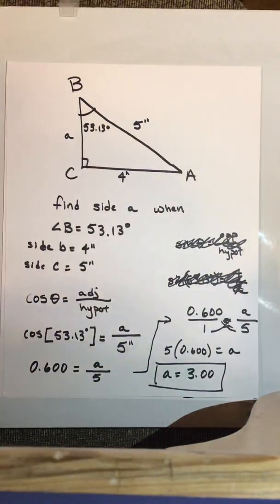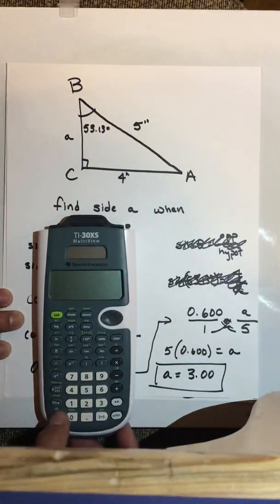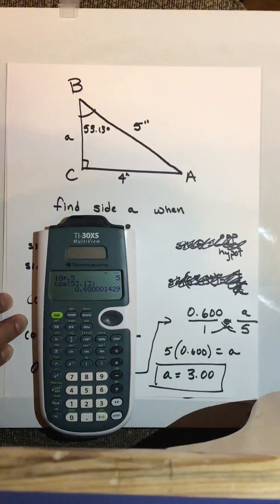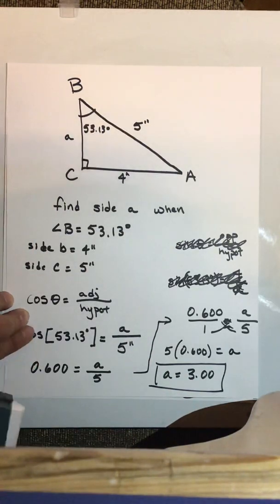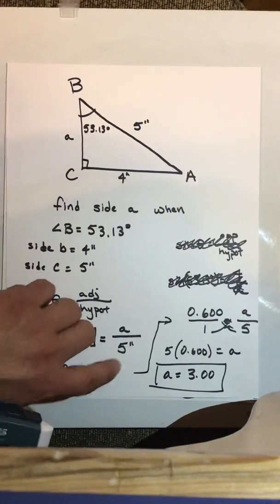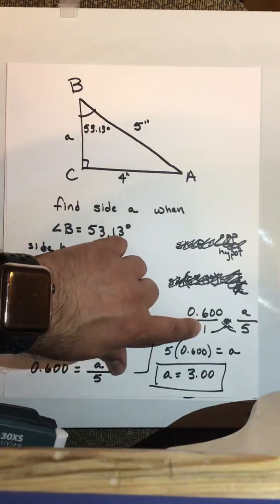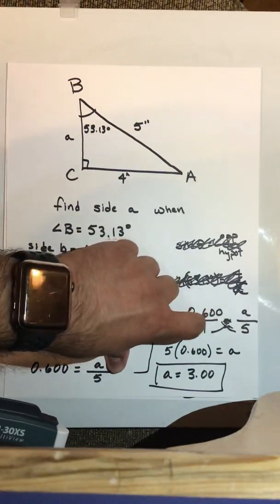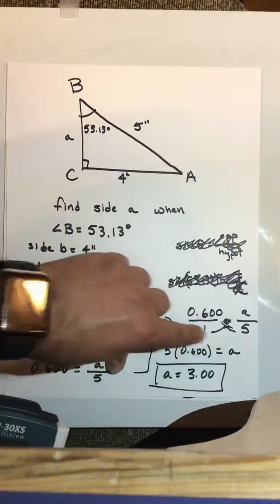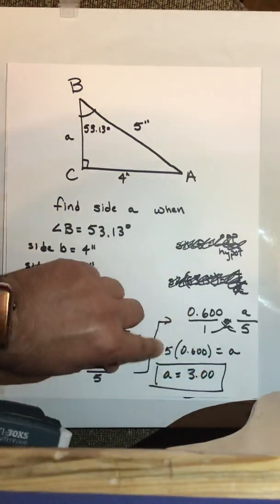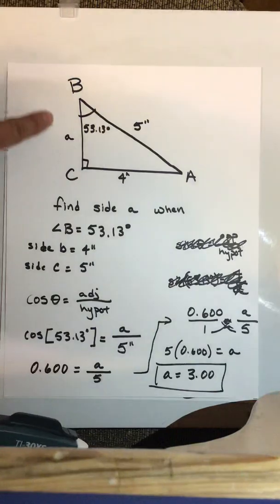Now if I put the cosine of 53.13 in my calculator, that gives me 0.6000014, or just 0.600. So this equals A divided by 5. From here, I'm going to treat this as a proportion and put this over 1, so that this times this is equal to this times this. A number times 1 is that number itself, which is A, and this times this gives me 3. So A is going to be 3, and that's how I got this right there.